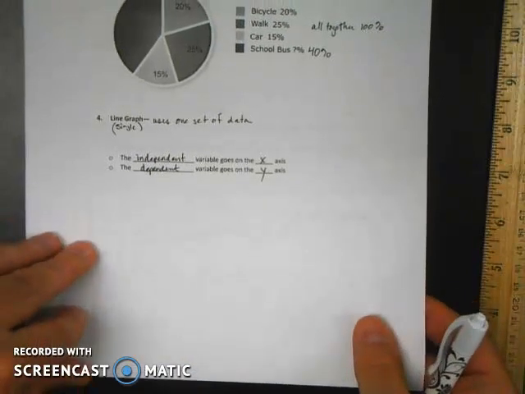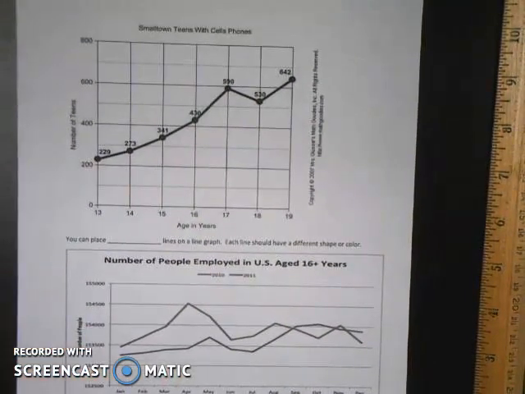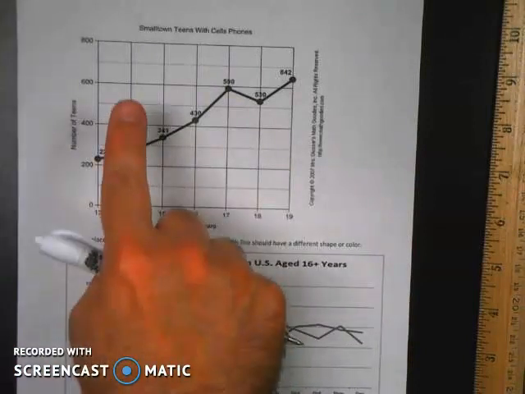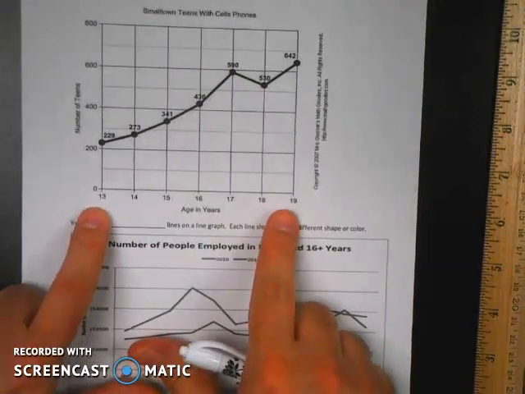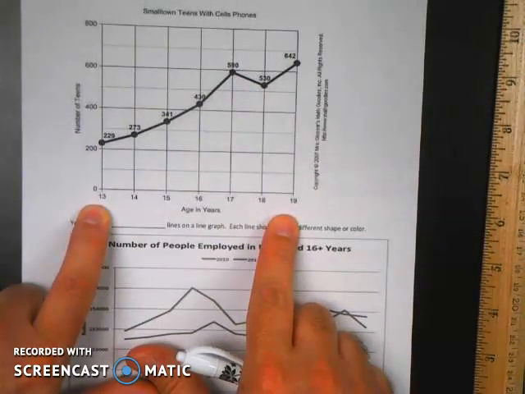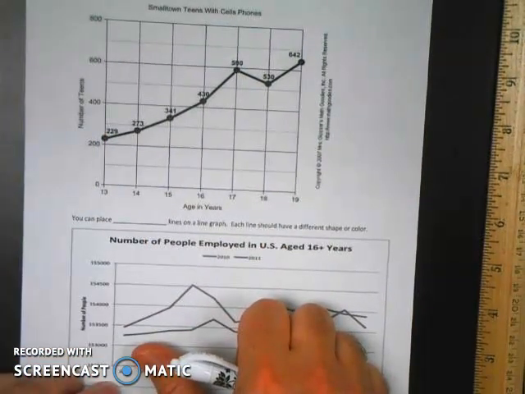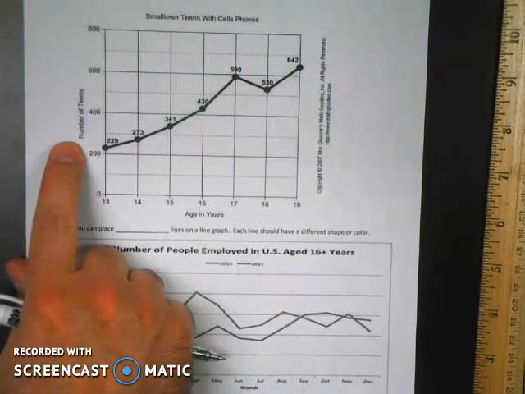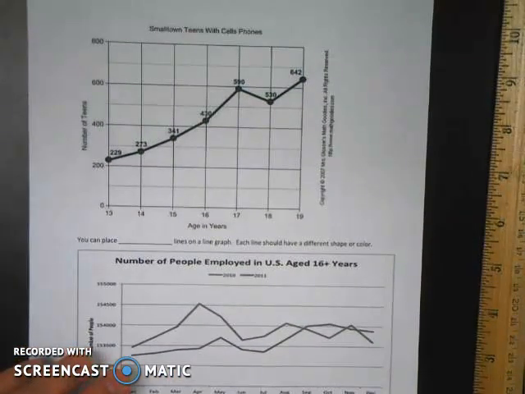So if we look at an example on the next page of a single line graph, here is one. So, small town teens with cell phones. Not the best title, but you can see that we have age down at the bottom, and the number of teens that have cell phones on top. So I would say number of teens, well, it should say with cell phones. But again, I didn't make this graph, I found it online.